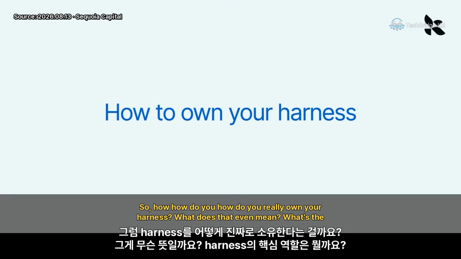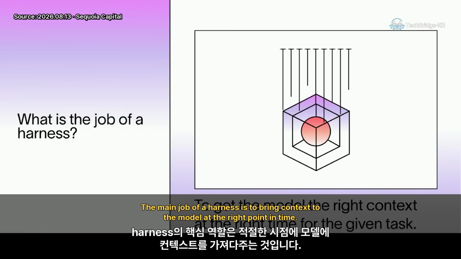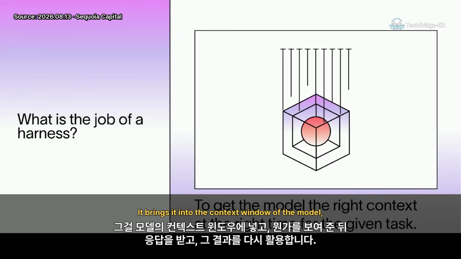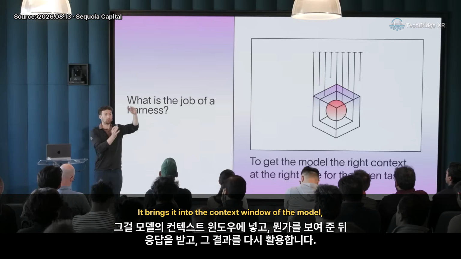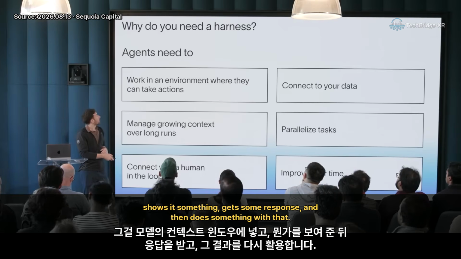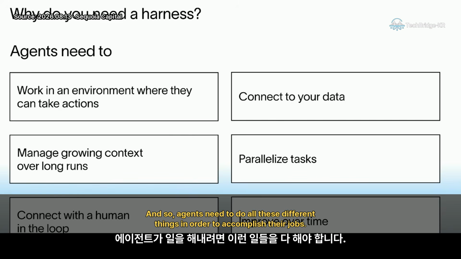So how do you really own your harness? What does that even mean? What's the main job of a harness? The main job of a harness is to bring context to the model at the right point in time. It does all the orchestration around the fixed context and the dynamic context. It brings it into the context window of the model, shows it something, gets some response, and then does something with that. Agents need to do all these different things in order to accomplish their jobs.